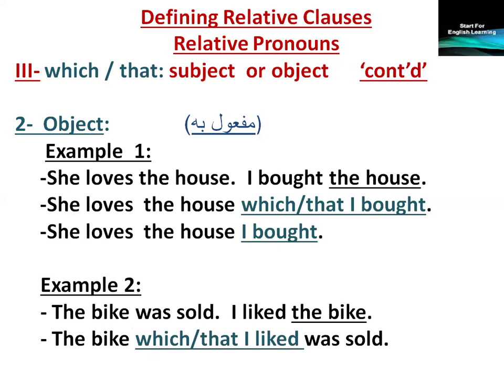We've moved it after the bike in order to be right next to it, right next to the noun it describes. The relative clause has to be right next to the noun it describes. Because it is the object of the sentence, we can remove which or that. The bike I liked was sold. Don't forget the full stop at the very end of the sentence.